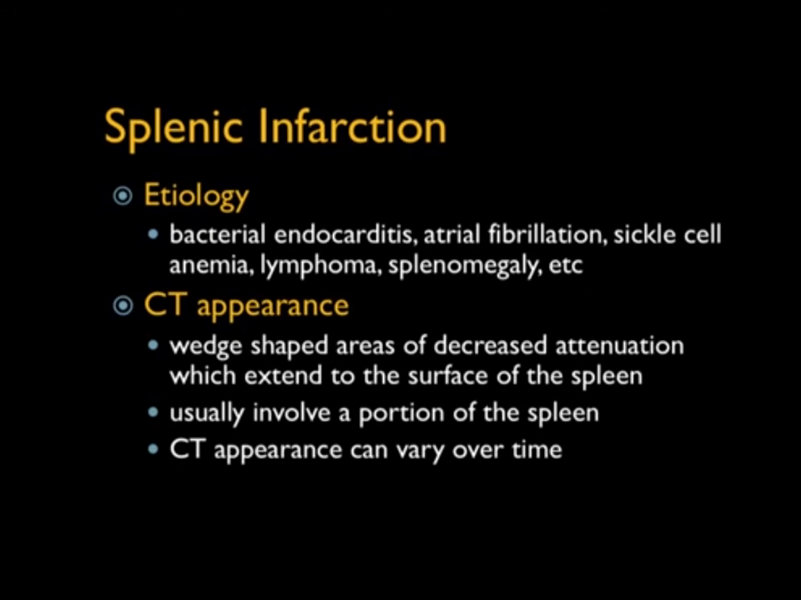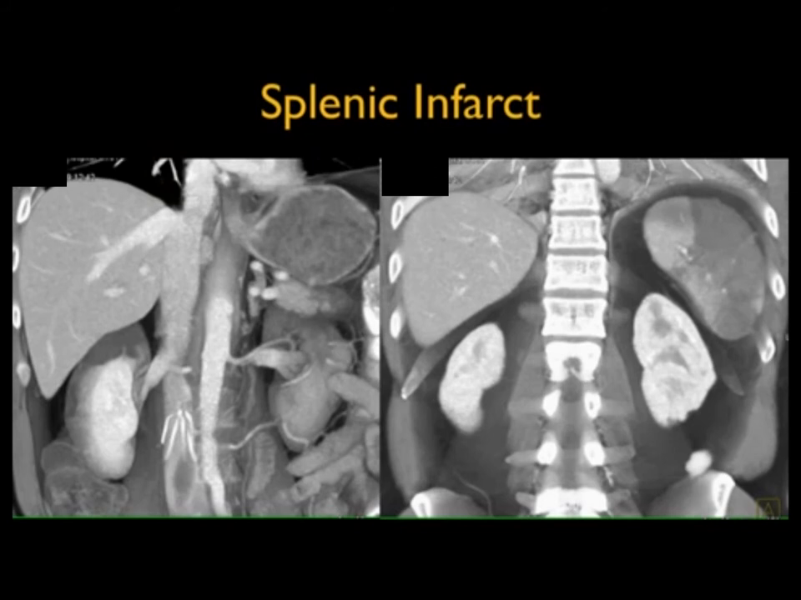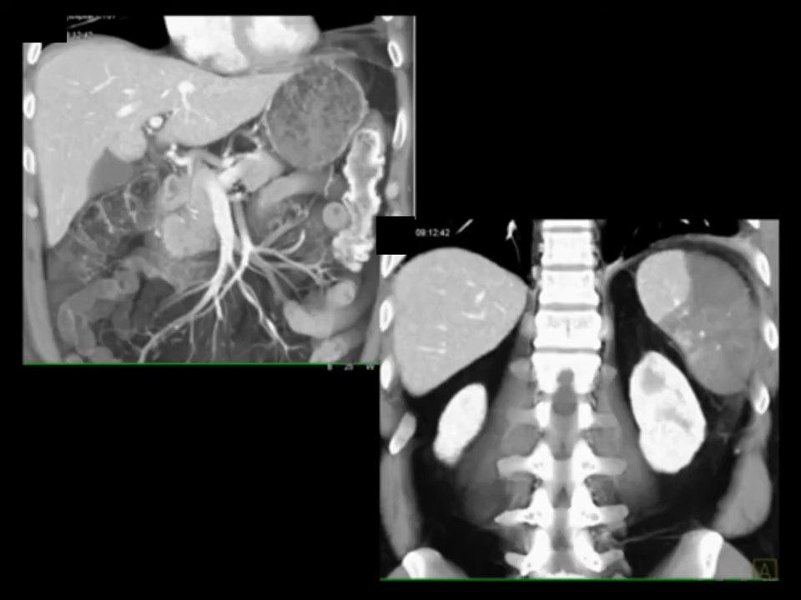Again, appearance, wedge-shaped, areas of decreased attenuation, extend to the surface, can be single or multiple, and as noted, it can be global. Nice example here of a classic splenic infarct, very nicely shown. You can see it here as well. Good visualization of the vascular map.